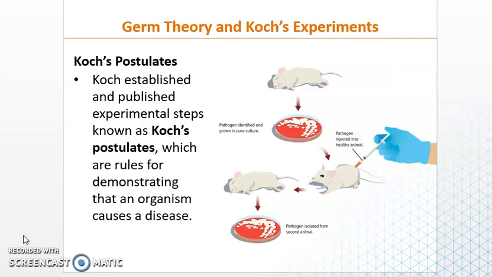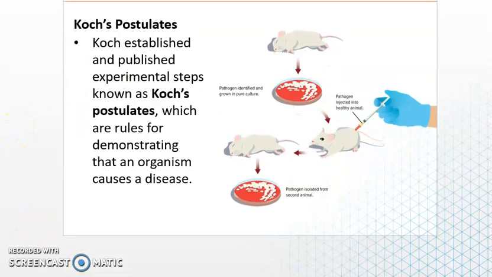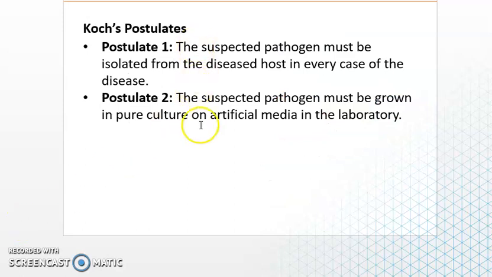So to say about any virus or any bacteria or any microorganism that this microorganism causes that disease, we need to follow Koch's postulates, which are postulate 1, 2, 3, and 4. And we have to follow them in the same sequence. We cannot take one step before another. We have to follow the same postulates. If all the postulates happen and are proved, it means this microorganism causes this disease.